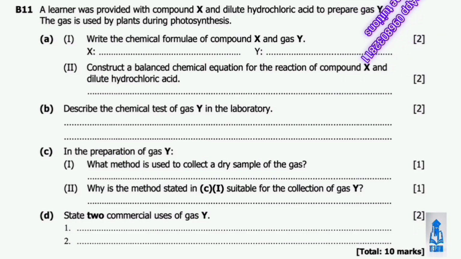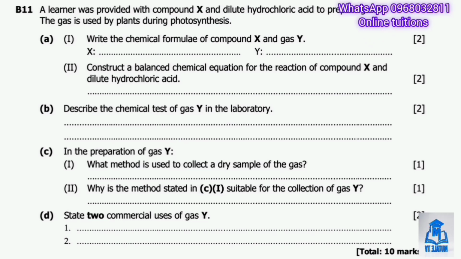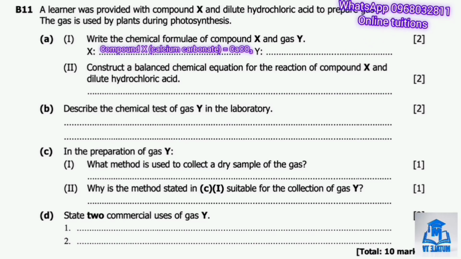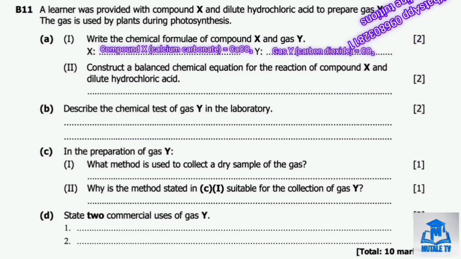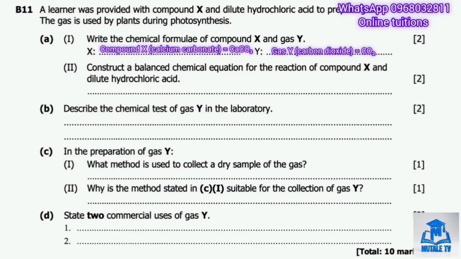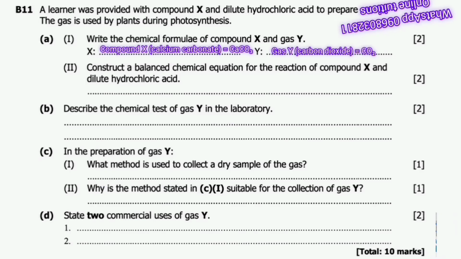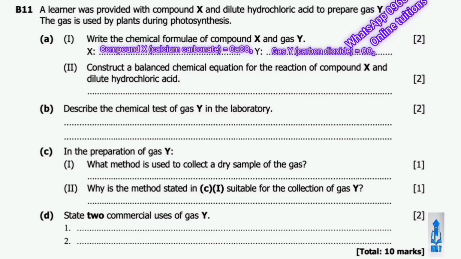Okay, part A asks us to write the chemical formula for compound X and gas Y. Compound X, calcium carbonate, is CaCO3. Gas Y, carbon dioxide, is CO2. Then part A asks us to construct a balanced chemical equation for the reaction of compound X and dilute hydrochloric acid. So let's build this step by step.